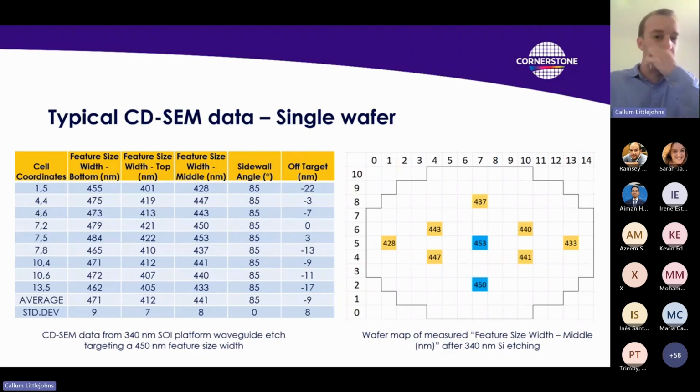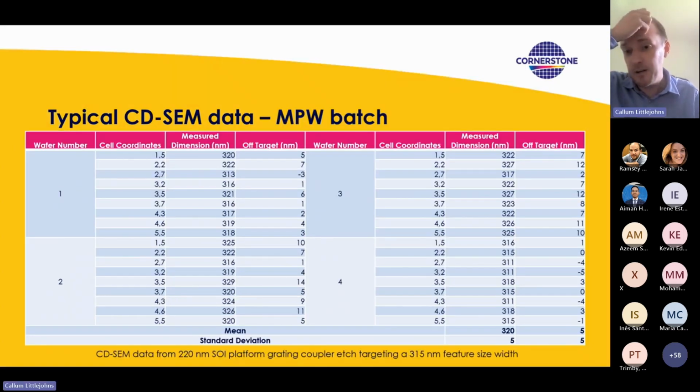And here this shows some typical data that we might see in the Cornerstone process. This particular process is from the 340 nanometer SOI platform, and the target feature width for a waveguide is 450 nanometers. So you can see a map of what this might look like with some typical tolerances that you'll see. And I'll skip over this, but this is just to show variations you might see across wafers.